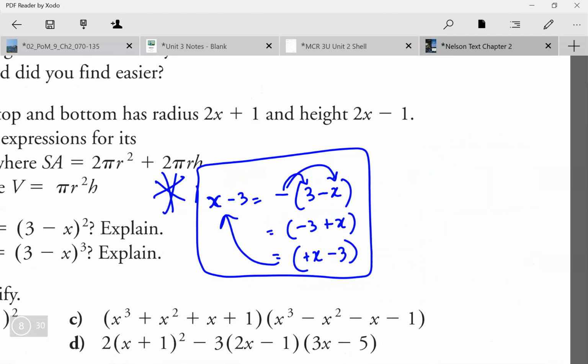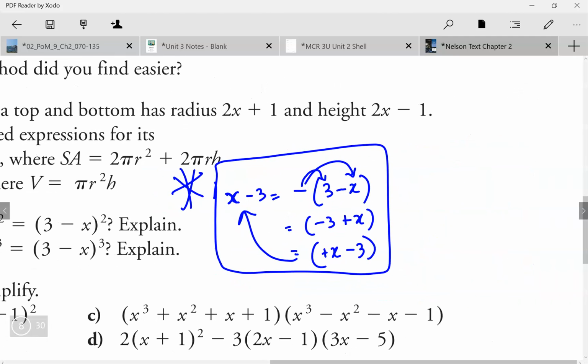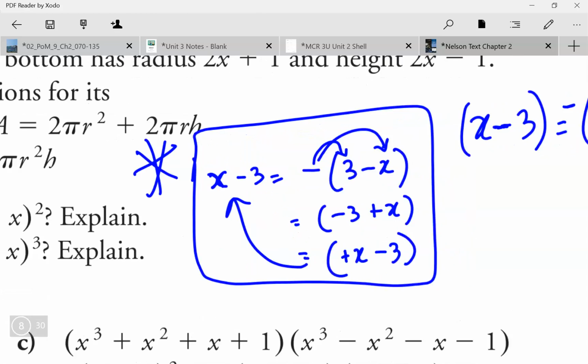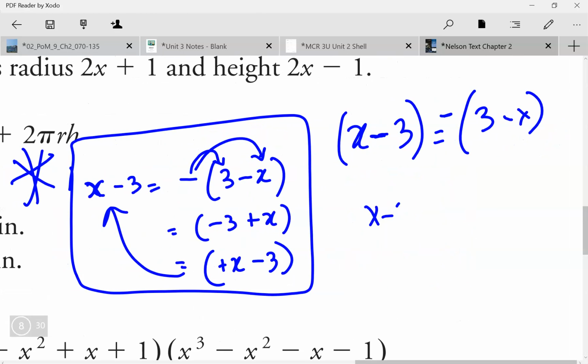So it's very crucial that we note that x minus 3 equals the negative of 3 minus x. And that applies for everything. If you have a binomial that's separated by a negative sign, if you take the negative out, you just interchange the terms, you flip the terms around. And so what this question is asking is: is that equal to that squared? If we take x minus 3 and square it, and then we take 3 minus x and square it, is that the same thing?